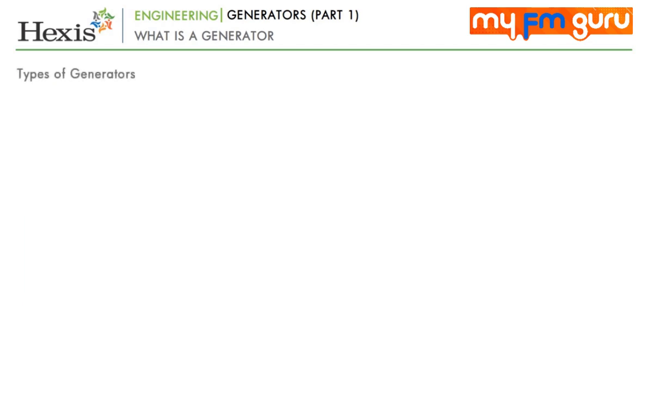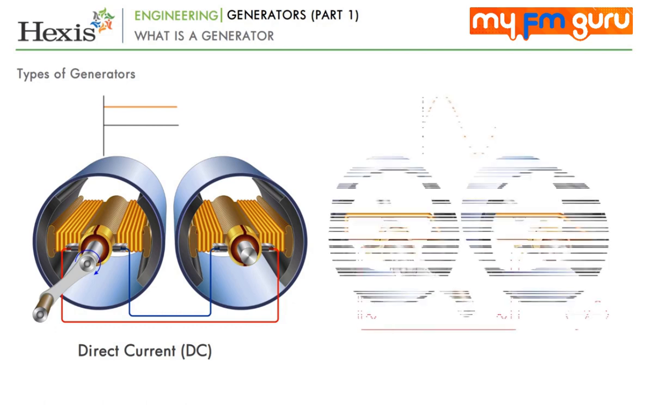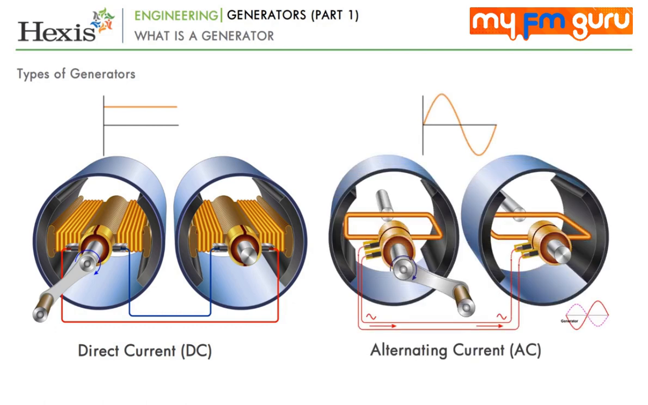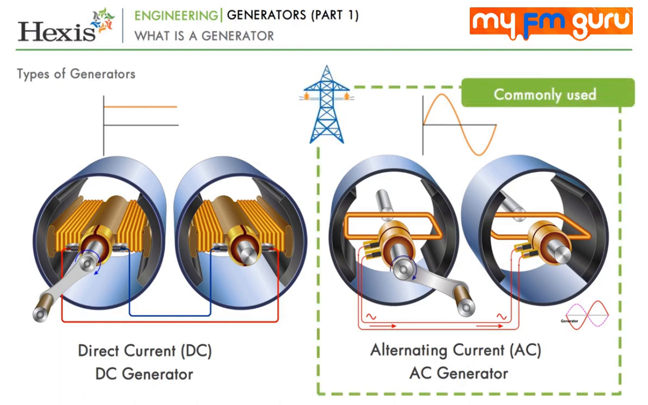Let us see how generators can be classified. Depending on the type of generating equipment used, the electrical current produced by the generator can be classified as either direct current or DC and alternating current or AC. Thus, generators can also be broadly classified as DC generators and AC generators. Since AC generators are more commonly used in most facilities, we will learn more about AC generators in this module.